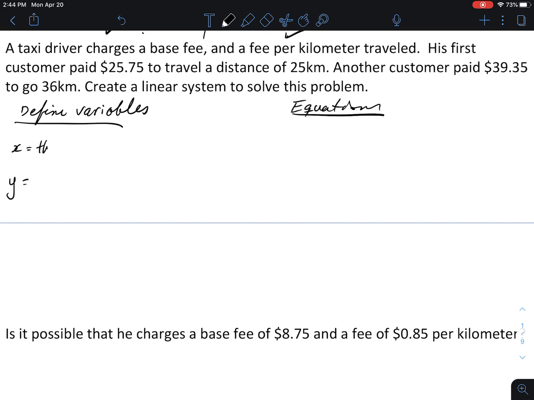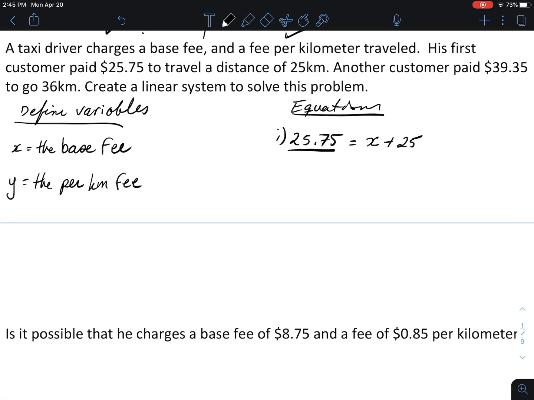All right, I'm going to use the variables x and y. You may have chosen different letters, doesn't matter. And I'm going to say x is the base fee, and y is the per kilometer fee. So the first customer paid $25.75. Well, this total is the basic fee plus 25 times y. He has to pay the per kilometer fee 25 times because that's how far he went.